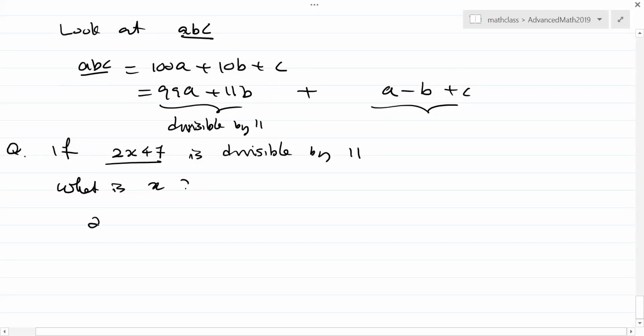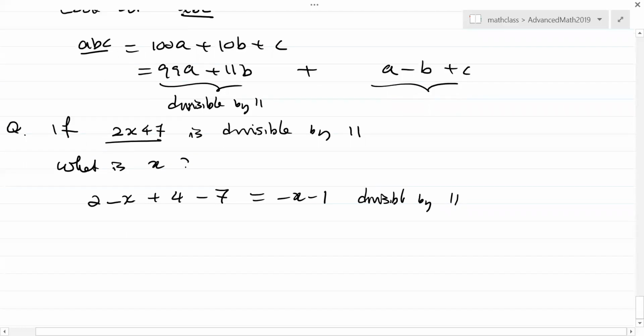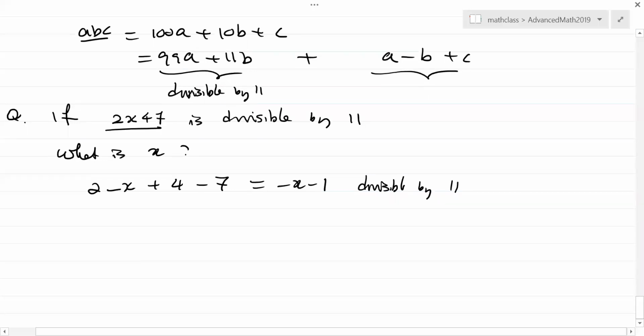So the alternating sum is 2 minus x plus 4 minus 7. Be careful, do the computation. 2 plus 4 is 6, 6 minus 7 is -1. So it's -x minus 1, and this is divisible by 11. What is the possible value for this? Do we have a solution?